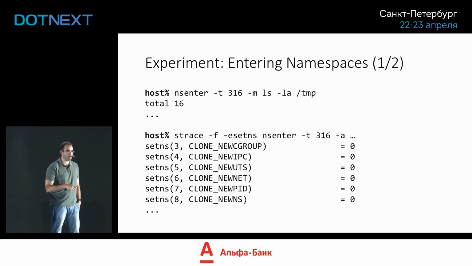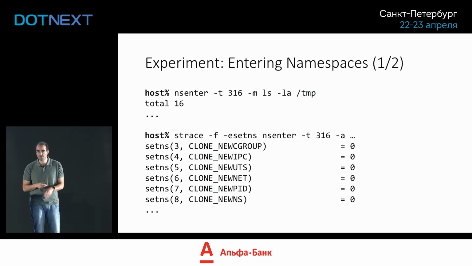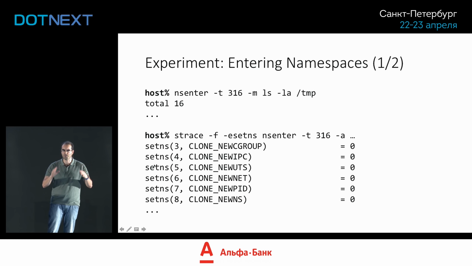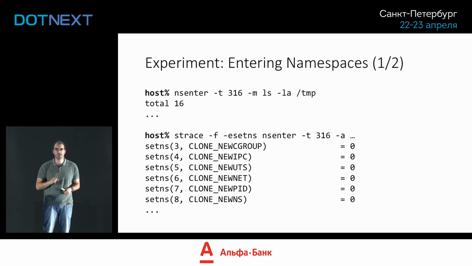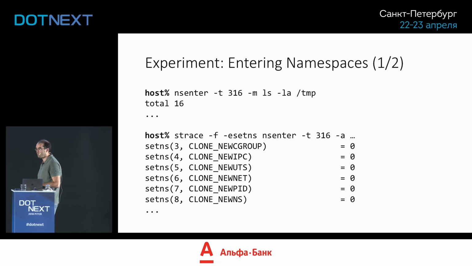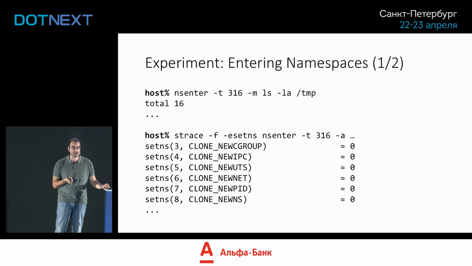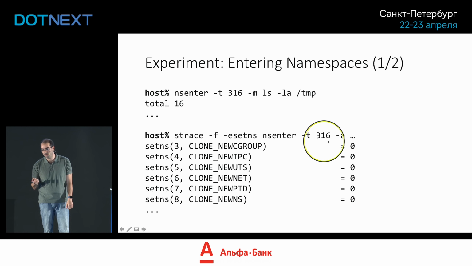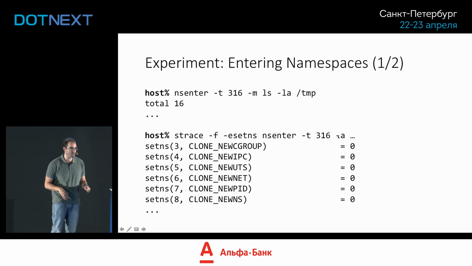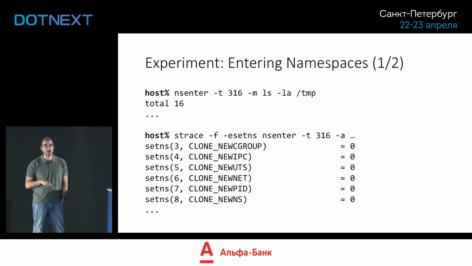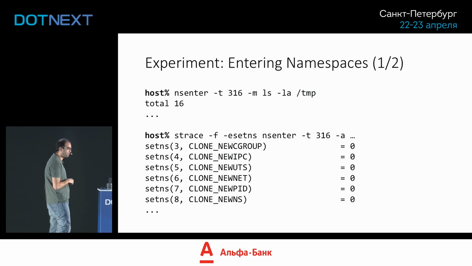Now, what is nsenter doing? Again, just as an experiment, you can see that it's using the setns system call. So, unshare to break yourself into a new namespace, setns to enter a new namespace. Now, setns here is called multiple times because nsenter enters multiple namespaces in this example. I used the -a switch, which means all namespaces. So it went ahead and added itself to each of the namespaces this process is assigned.